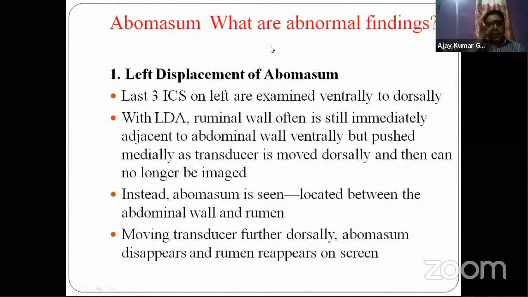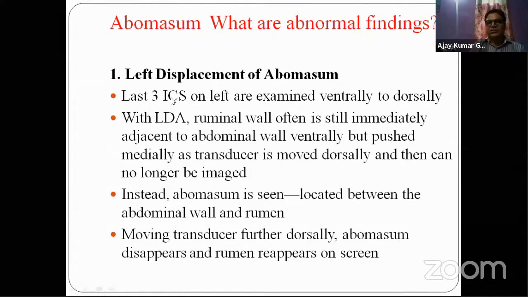So what would be the abnormal findings in case of abomasum? See, the most common abnormalities of abomasum, which can be detected by ultrasonography, are displacement of abomasum. As you know, displacement can be left displacement as well as right displacement. When there is left displacement, the abomasum displaces to the left side, and it occupies a position adjacent to the left abdominal wall between the rumen and the abdominal wall.